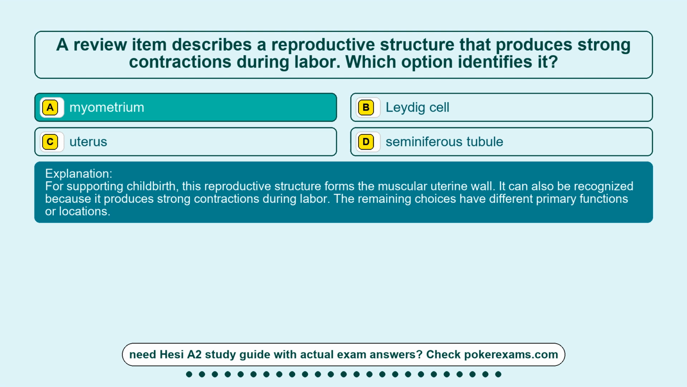For supporting childbirth, this reproductive structure forms the muscular uterine wall. It can also be recognized because it produces strong contractions during labor. The remaining choices have different primary functions or locations.